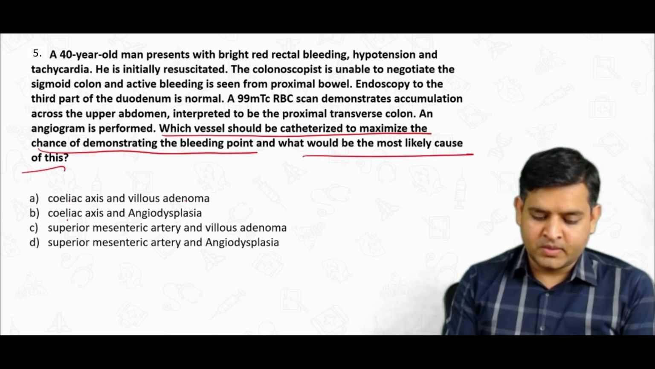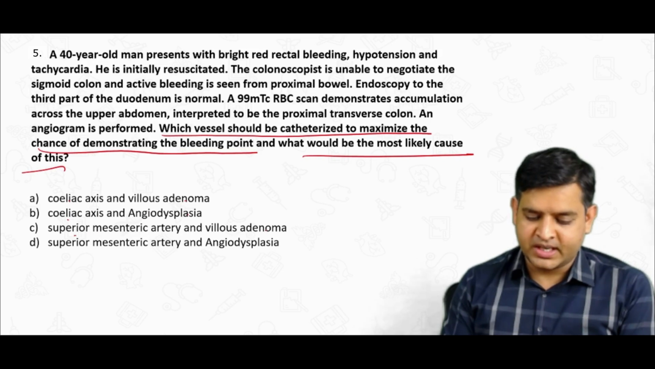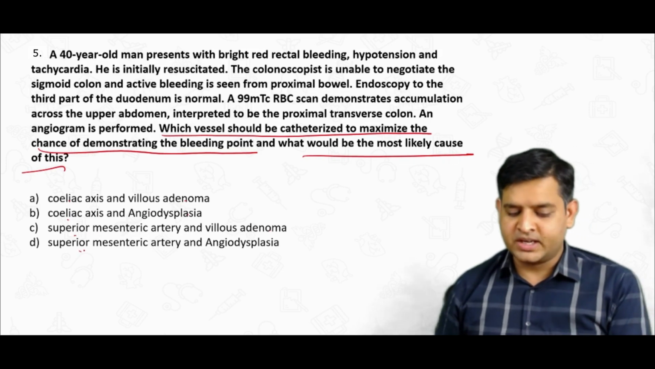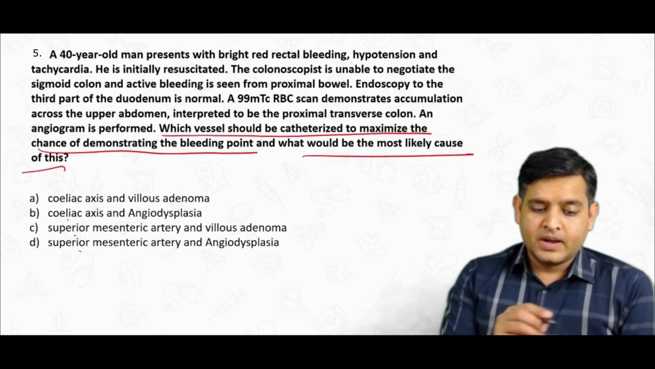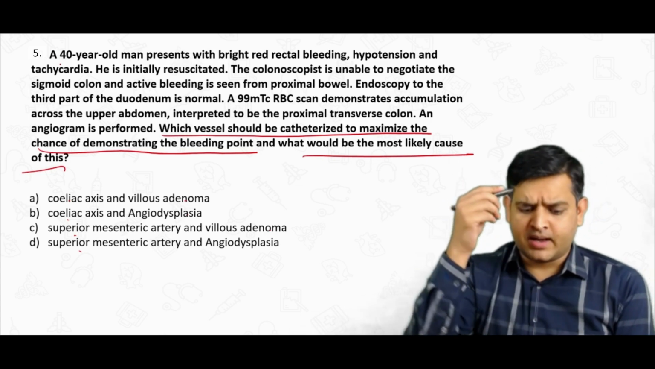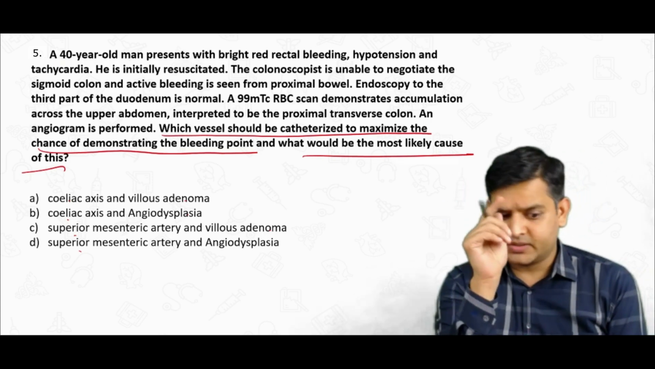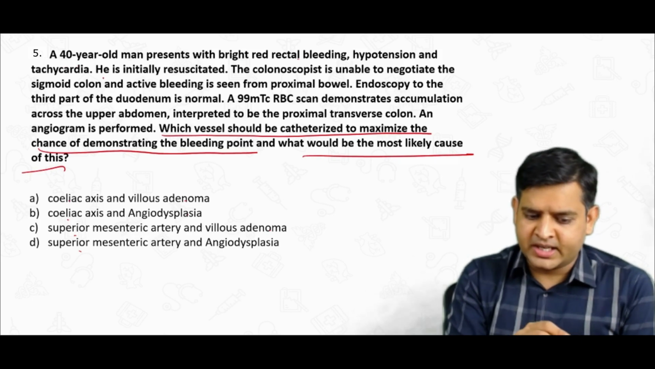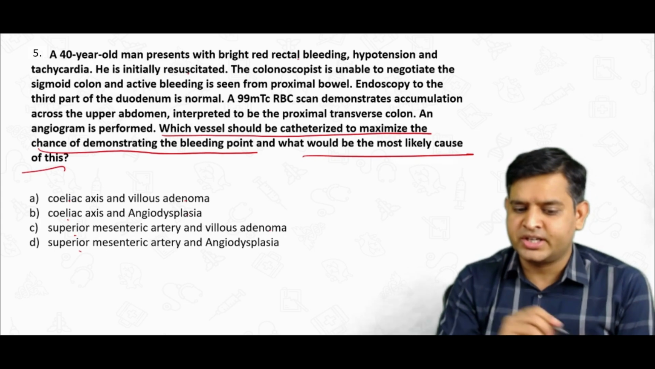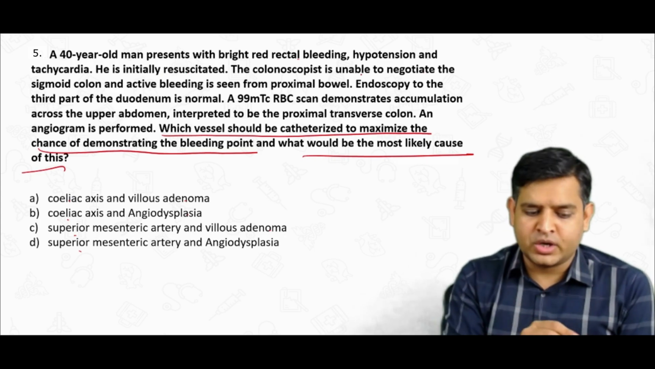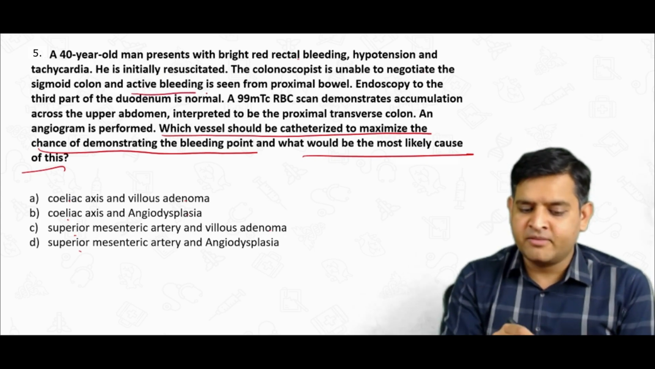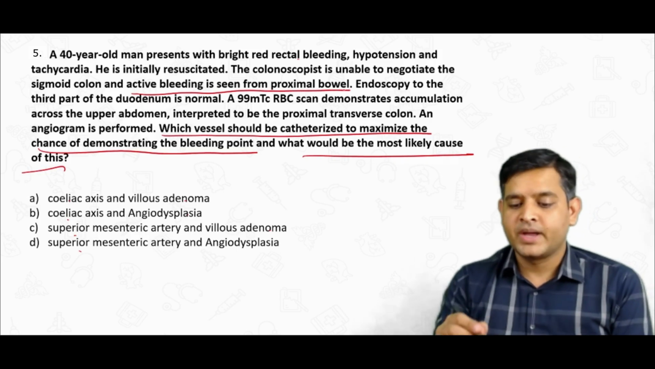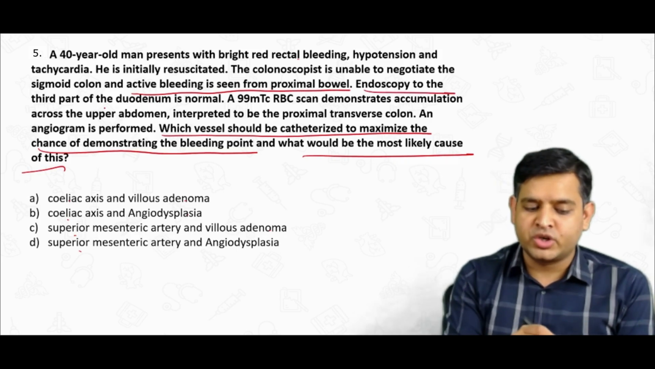Celiac axis venous adenoma, celiac axis angiodysplasia, superior mesenteric artery venous adenoma, superior mesenteric artery angiodysplasia. I'm thinking one blood vessel and one disease. A 40-year-old man presents with bright red rectal bleeding, hypotension, and tachycardia. He is initially resuscitated. The colonoscopist is unable to negotiate the sigmoid colon, and active bleeding is seen from the proximal bowel. Endoscopy to the third part of the duodenum is normal.